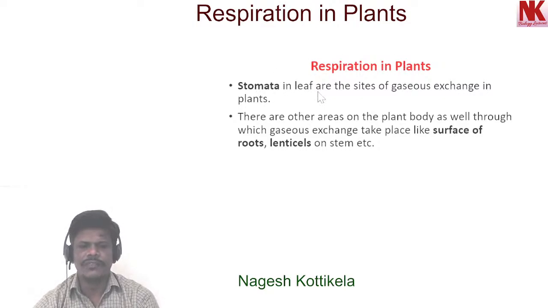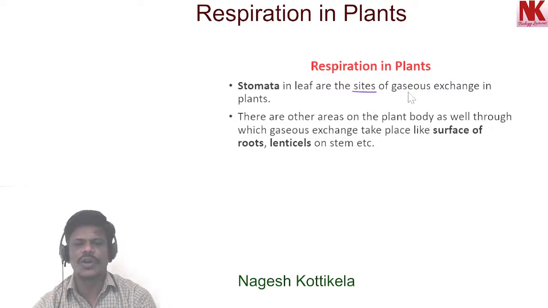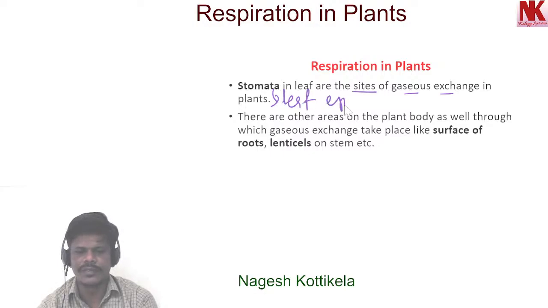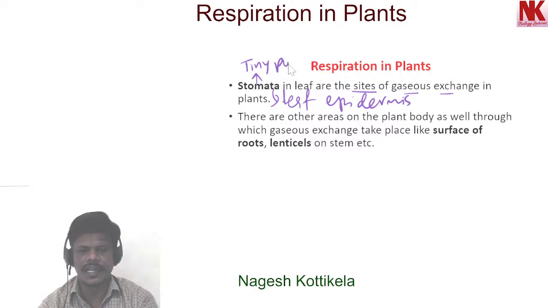Stomata in leaf are the sites of gaseous exchange in plants. These stomata are found in the leaf epidermis. These are the tiny pores present in the leaf epidermis, and these are the sites of gaseous exchange in plants.